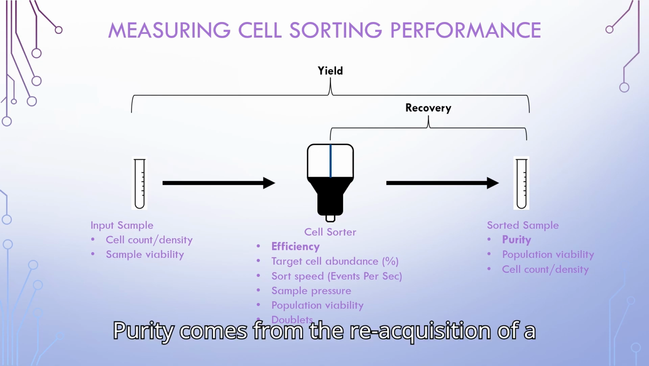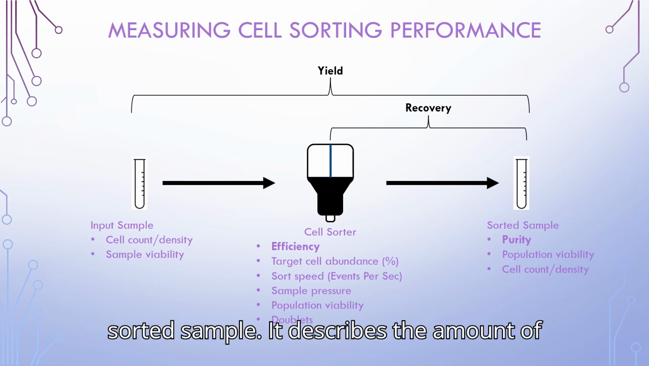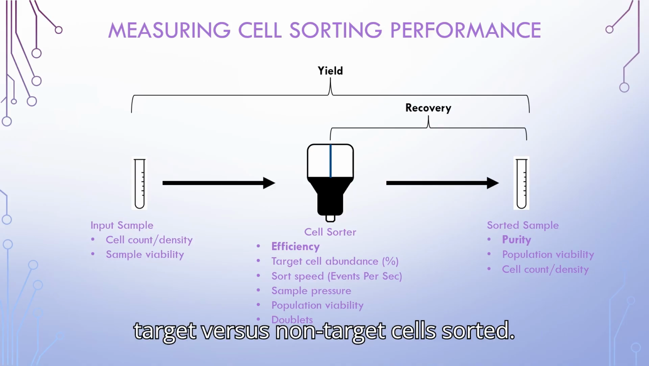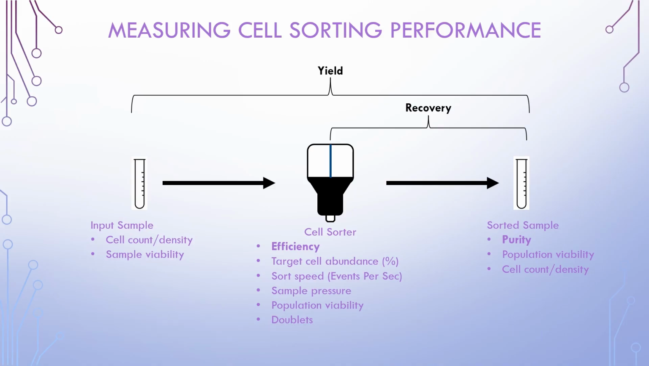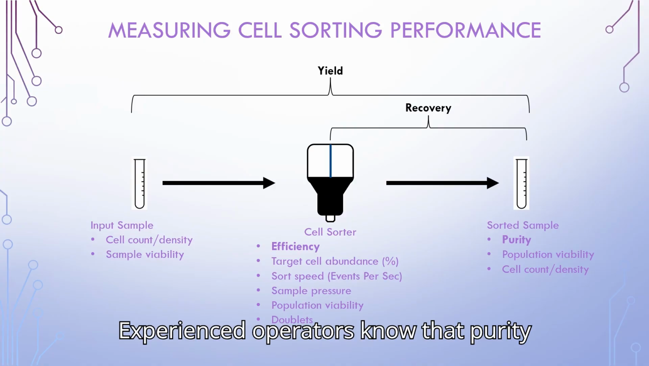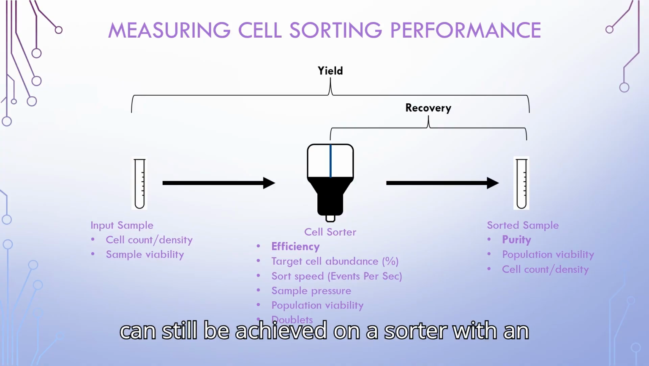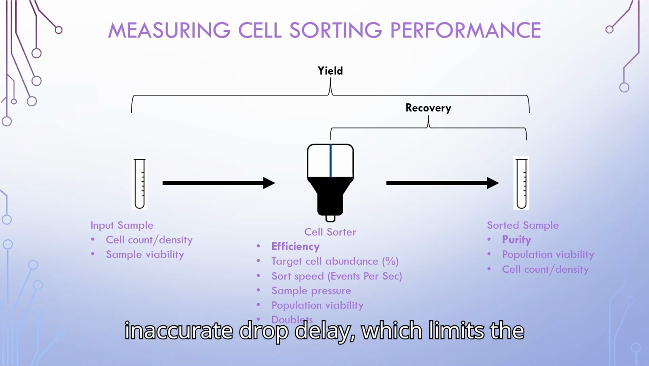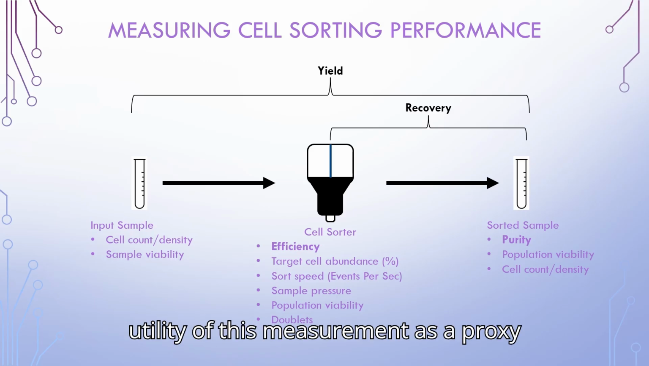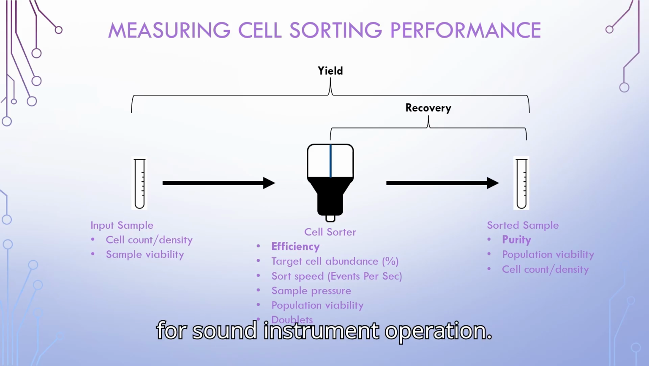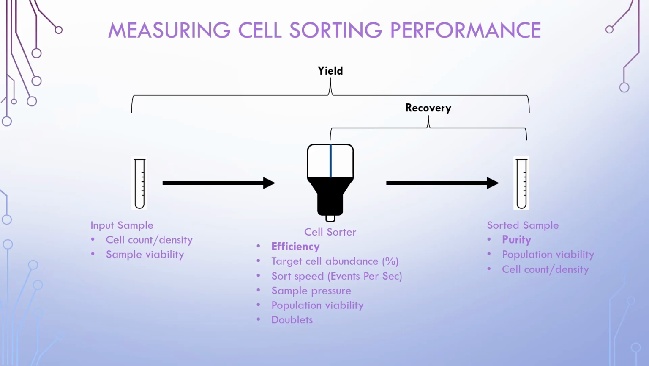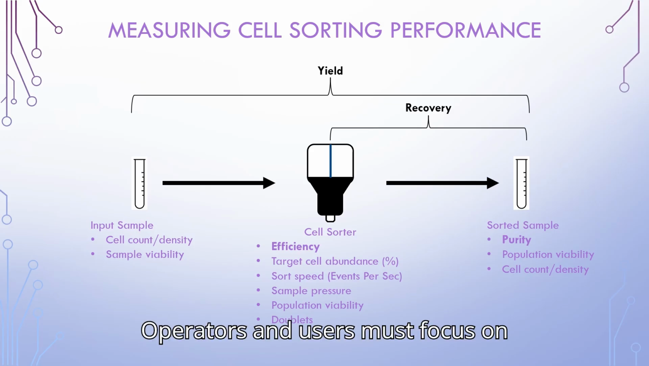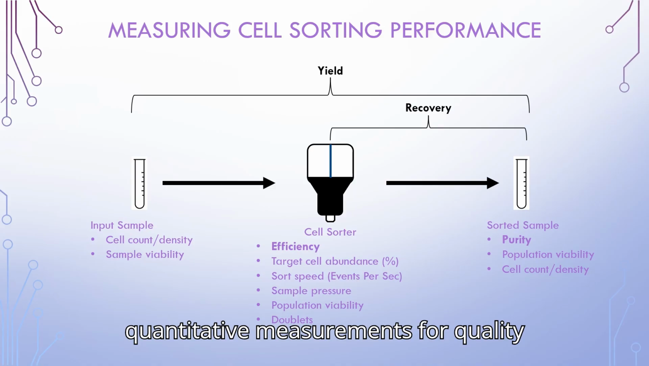Purity comes from the reacquisition of a sorted sample. It describes the amount of target versus non-target cells sorted. Experienced operators know that purity can still be achieved on a sorter with an inaccurate drop delay, which limits the utility of this measurement as a proxy for sound instrument operation. Operators and users must focus on quantitative measurements for quality operation.